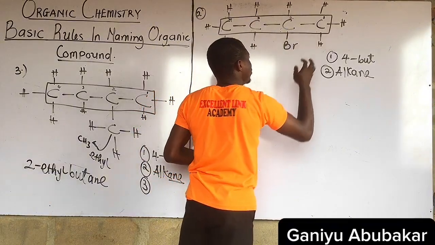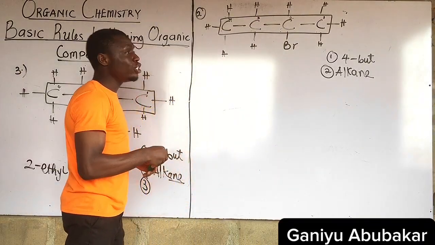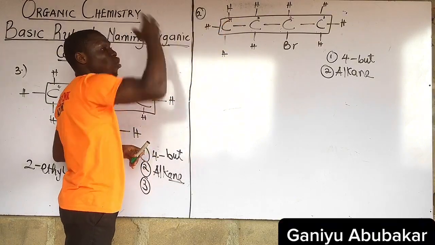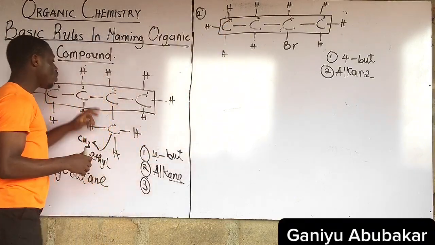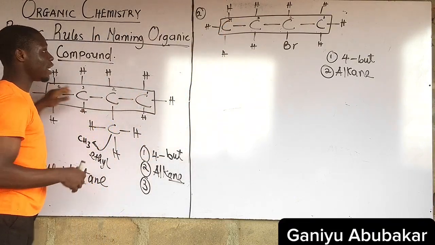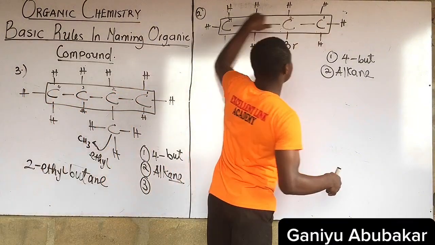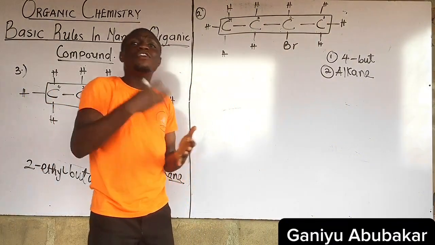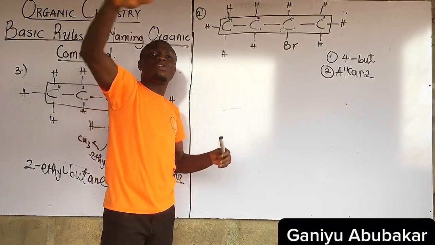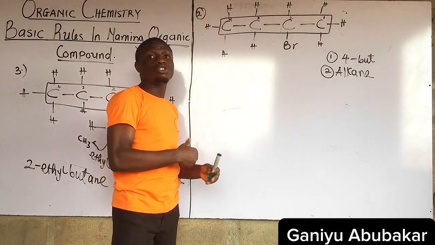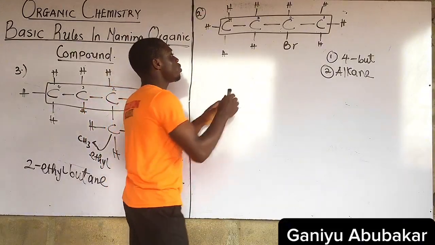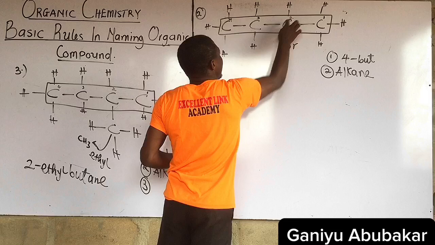Lower numbering. It does not mean that it's always lower numbering that works all through. Look at this one now. Lower numbering works here. Look at this one. Lower numbering works here. It does not mean that every organic compound goes with lower numbering. No. In some cases, it might be what? Upper numbering. So for this one now, I'm having two bromine here.